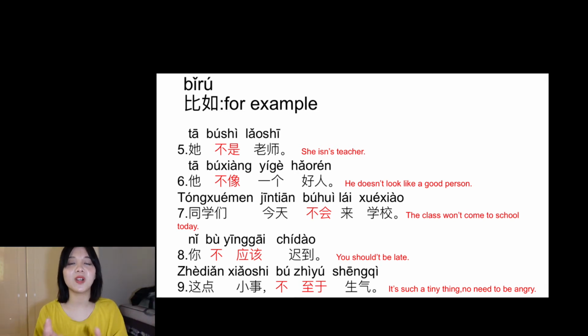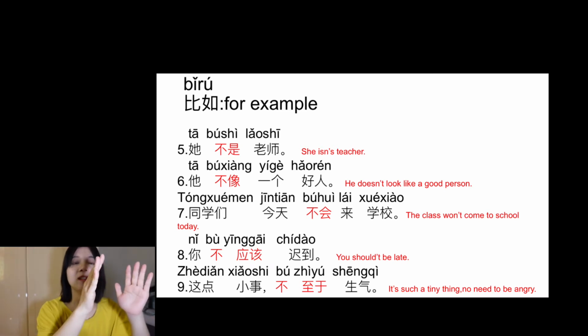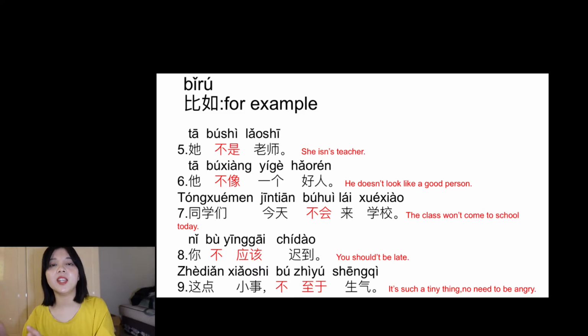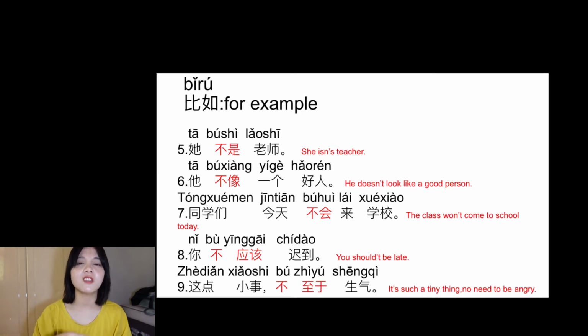Next time, if you want to say someone shouldn't do something, you can put someone's name, then add 不应该, then add the action. And next one, 这点小事不至于生气. 这点小事 means it's such a tiny thing. 不至于生气 means no need to be angry.